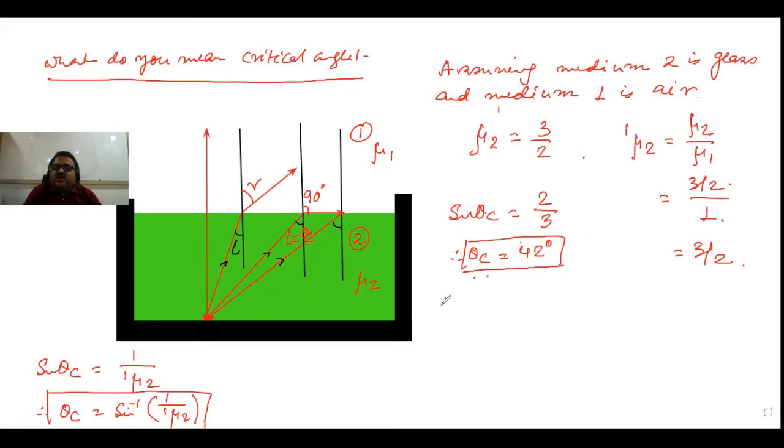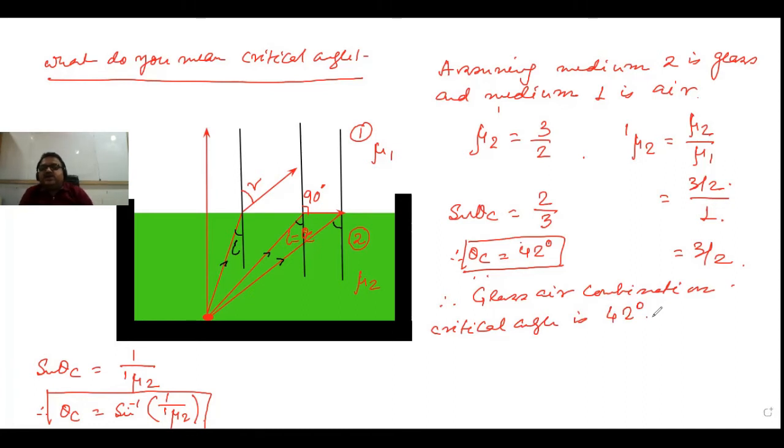So remember, for glass-air combination, critical angle is 42 degree. Is it clear? Now, this is case 1.